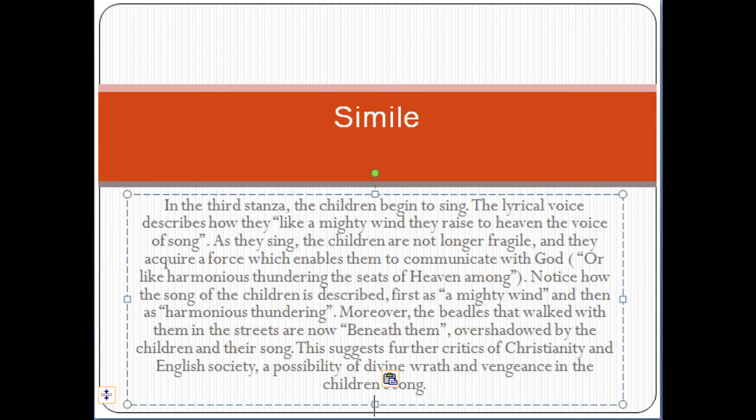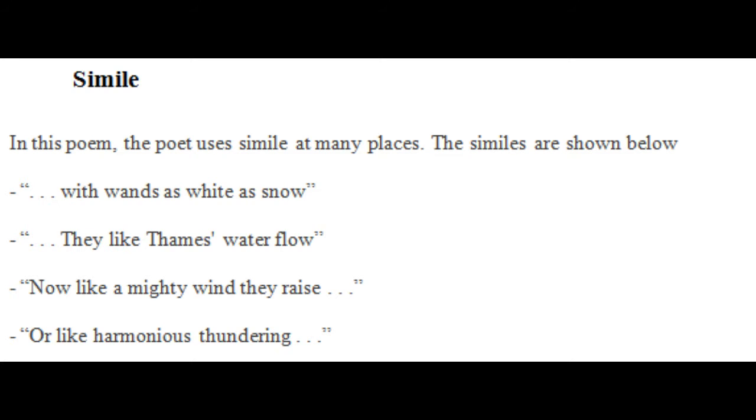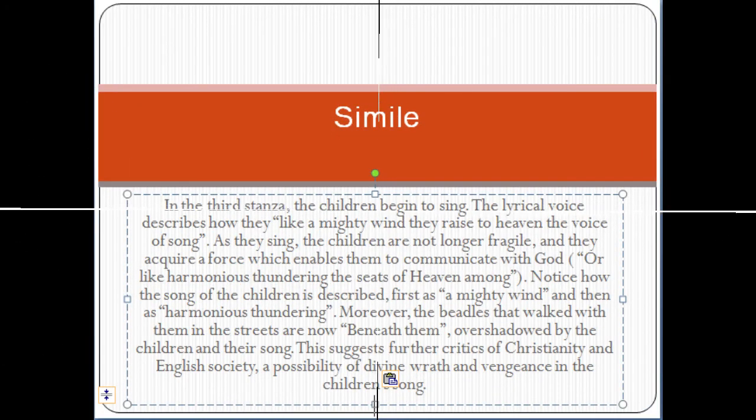Next is simile. In this poem, the poet used simile in many places. The similes are shown below. As we see in the third stanza, the children begin to sing. The lyrical voice describes how, like a mighty wind, they raise to heaven the voice of song. As they sing, the children are no longer fragile and they acquire powers which enable them to communicate with God, or like harmonious thunderings the seats of heaven among. Notice how the song of the children is described first as a mighty wind and then as harmonious thunderings. Moreover, the beadles that walk with them in the streets are now beneath them.